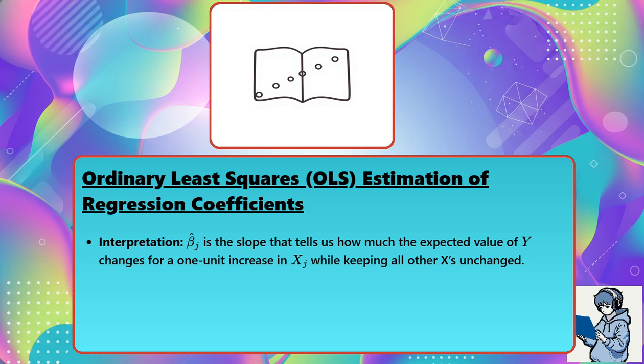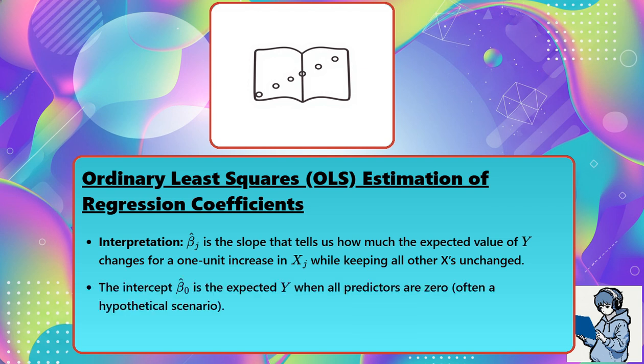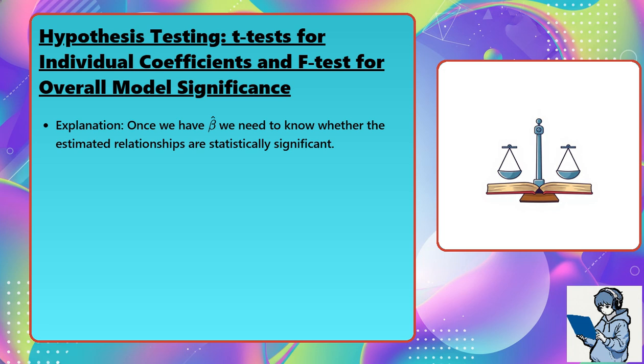Interpretation: beta hat j is the slope that tells us how much the expected value of y changes for a 1-unit increase in x j while keeping all other x's unchanged. The intercept beta hat 0 is the expected y when all predictors are 0, often a hypothetical scenario. Explanation: once we have beta hat, we need to know whether the estimated relationships are statistically significant.